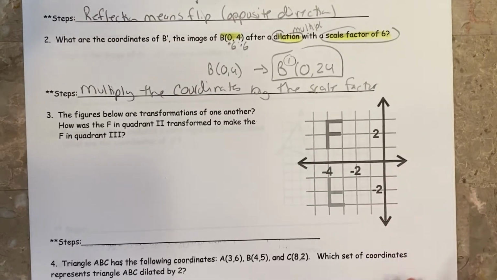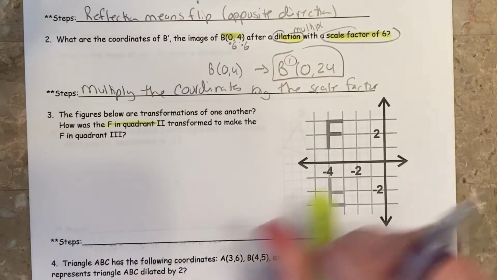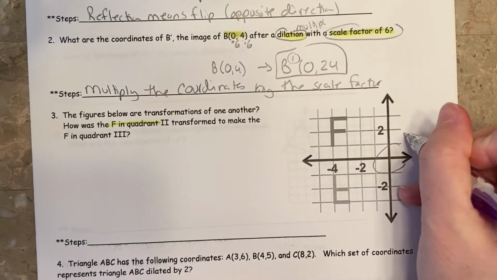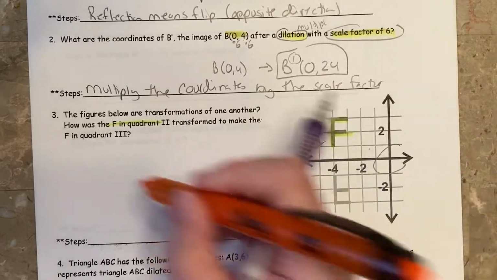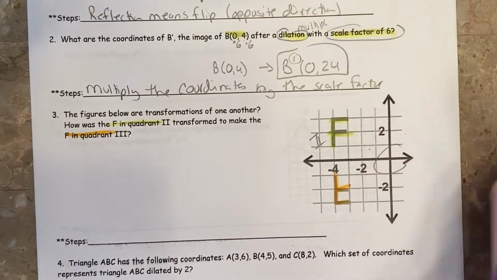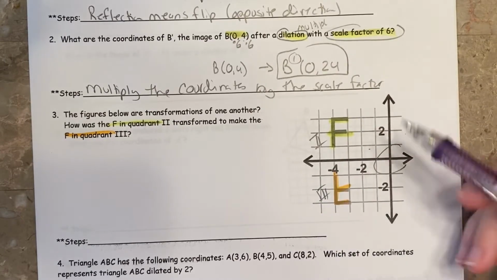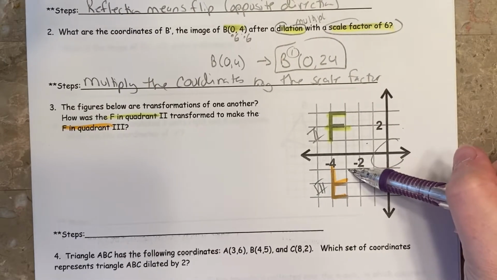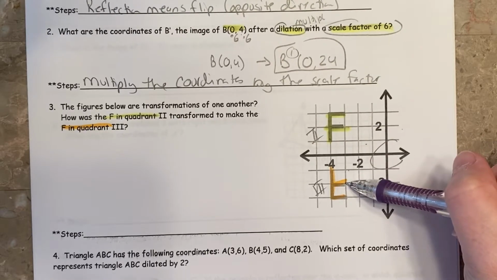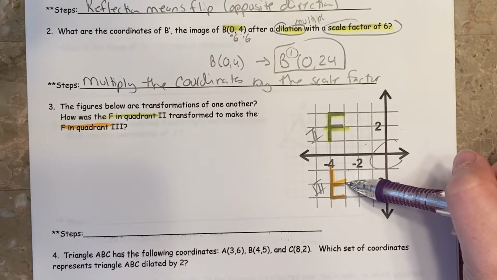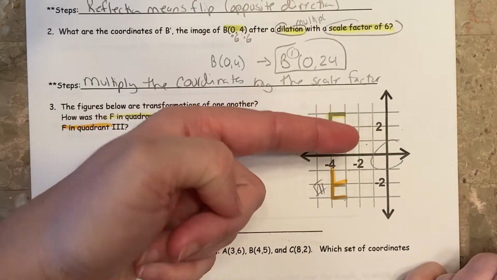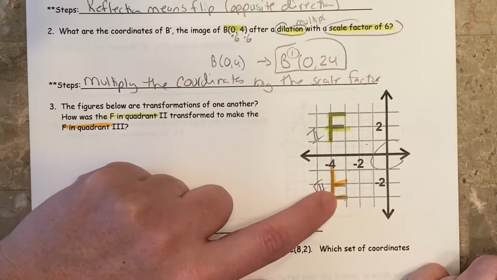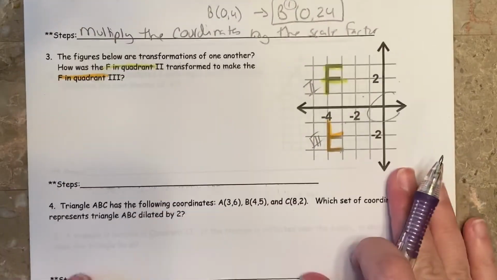Number 3, the figures below are transformations of one another. How is figure F in quadrant 2? Okay, so let's see. I have my C. This is 1. This is going to be quadrant 2. So this F right here transformed to make this one right here in quadrant 3. Okay, so first you want to notice they're the same shape and same size. So dilation is out. So you have translation, rotation, and reflection left. Now you notice that they're opposite directions. You took this F and you just folded it over, and it'll land up on this one. And this is just like the one up here. So it's going to be reflection.